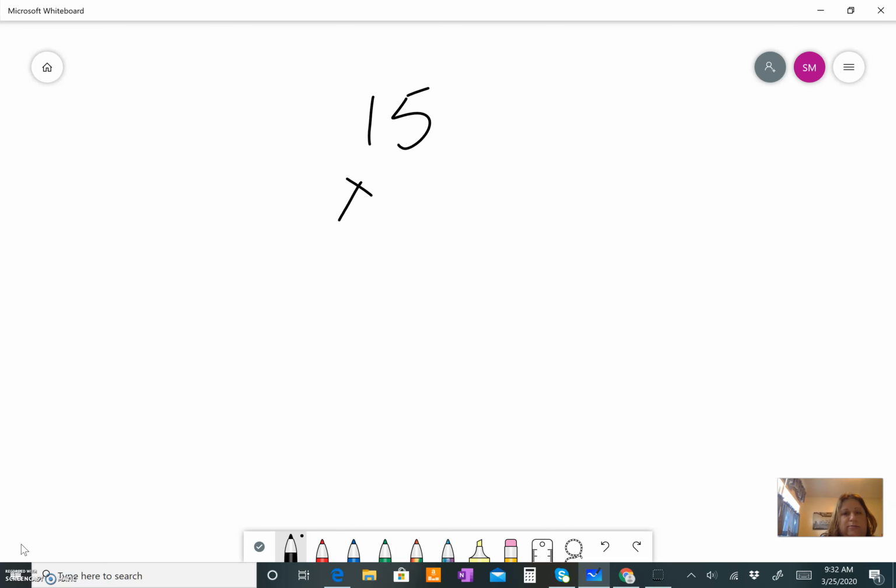15 times 14. So I'm going to start the process off as I did with the last one. I want to start with multiplying by that 4. Okay, so the 4 times the 5 is going to be 20. Put my 0 down, carry my 2. 4 times 1, 4 plus that 2 is 6. Okay, so that's just multiplying the 4 by everything.